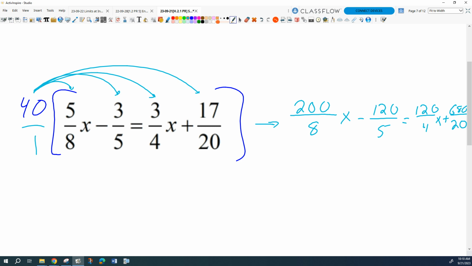200 over 8, can you guys tell me what that is? 25, good. So I get 25x. 120 over 5 is, I think I heard it. Someone say 24? Yeah, good. Minus 24 equals, well, there's a 120 over 4, 30, okay. And then 680 over 20, 34, good.